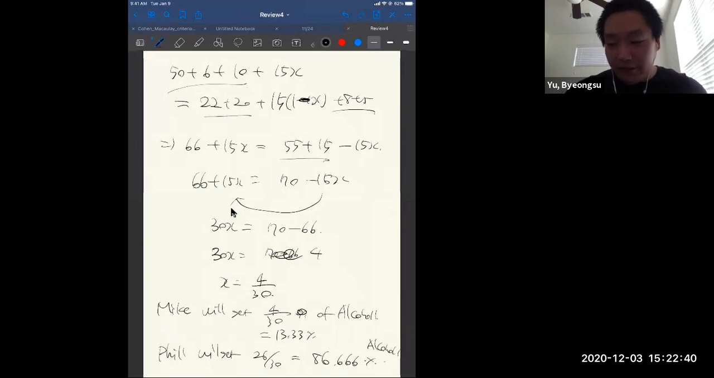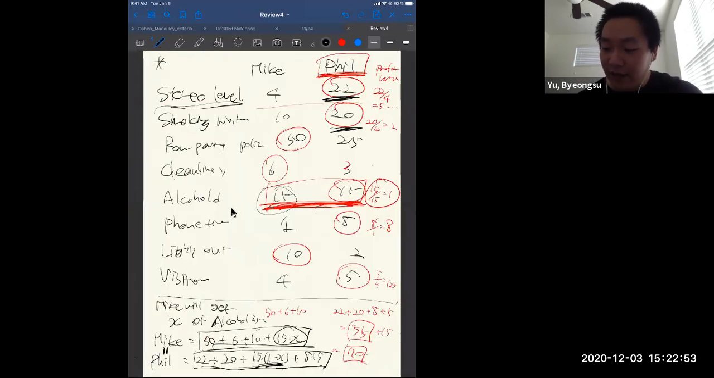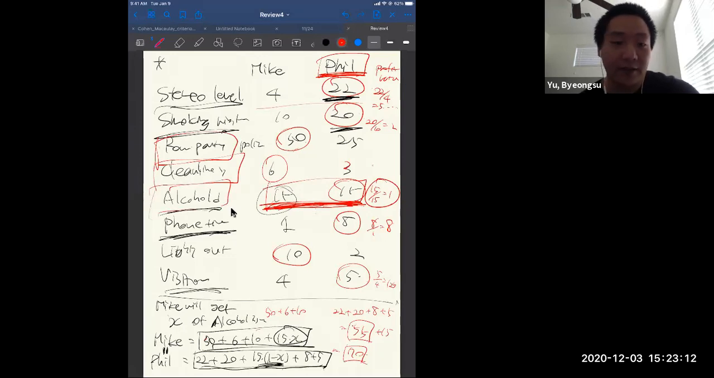Okay, so that's the case. So the answer should be Pierre is the initial winner, and he will get stereo rubber, smoking right here, and 86.66% of the alcohol issue, and phone time and visitor. And Mike is the initial loser. He will get room party police, coolness, and 13.33% of the alcohol issue and light out issue, right? So that's the answer in the website.